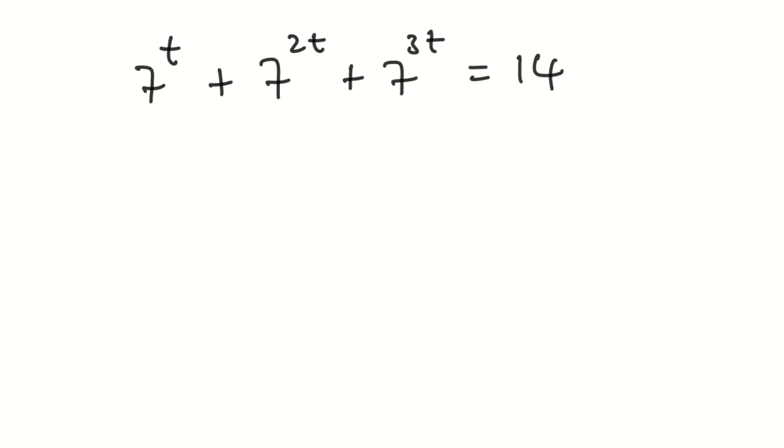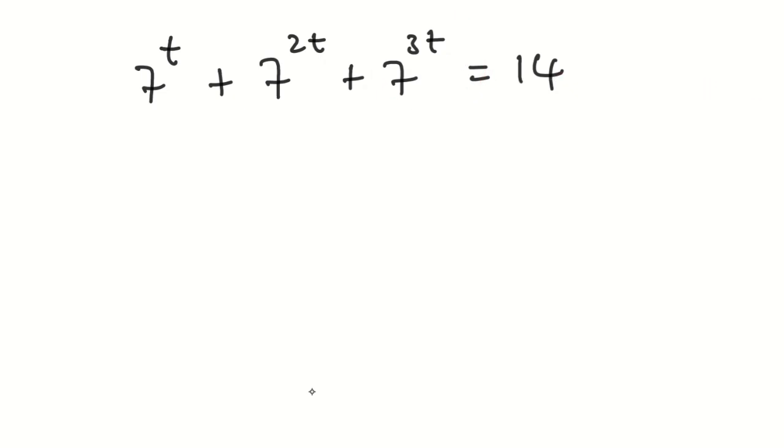In this video, we are going to be solving this exponential equation, which is 7 raised to power t plus 7 raised to power 2t plus 7 raised to power 3t is equal to 14. Now, look at what I'm going to do here. This is 7 raised to power t. Can I bring out 7 raised to power t here and here? Yes, I can do that.